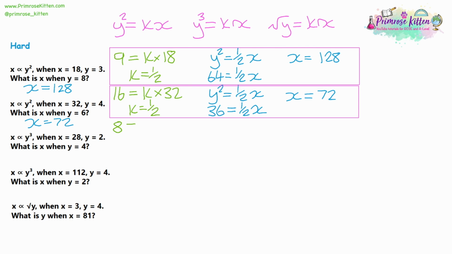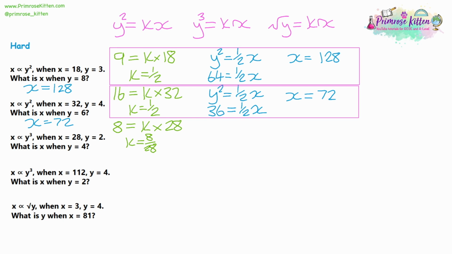So 8 equals k times x, and x is 28. Now, I don't think I can do this one in my head, so let's divide both sides by 28 to get k on its own. So k equals 8 over 28.